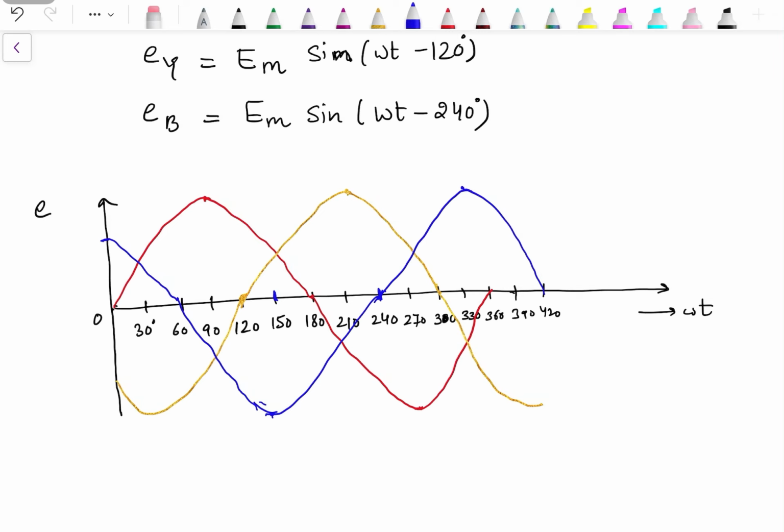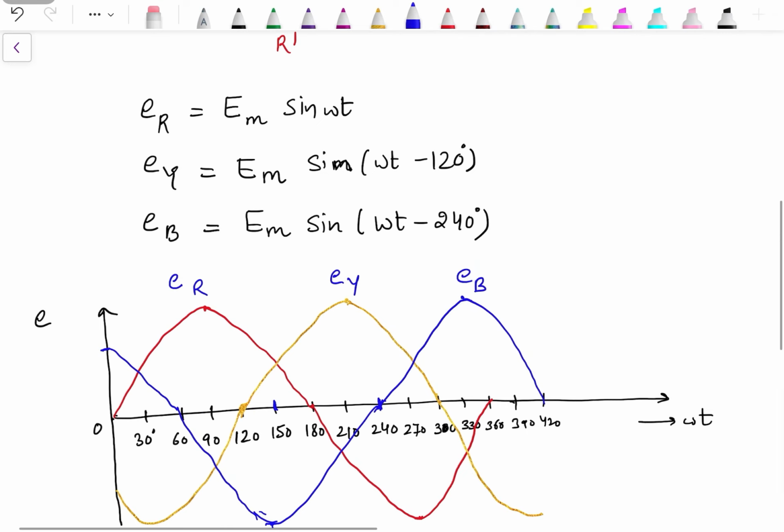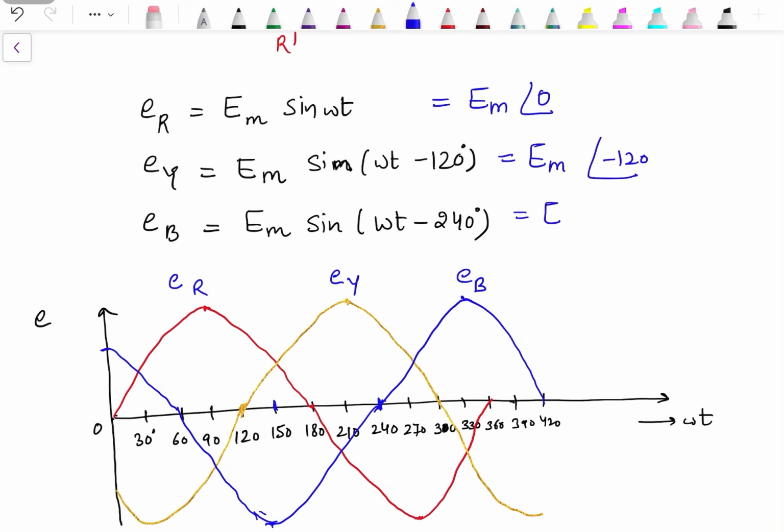So the first phase which is attaining its maximum first positive value, that is phase R, followed by phase Y, then B. So this is a sequence in which the phases are attaining their first positive maximum value, which is known as phase sequence. So the phase sequence for this one is R, Y, B. So this ER can be written as EM angle 0. This one can be written as EM angle minus 120, and this one can be written as EM angle minus 240.